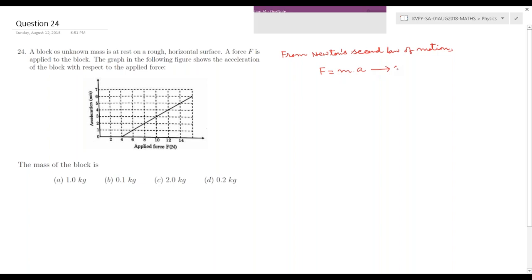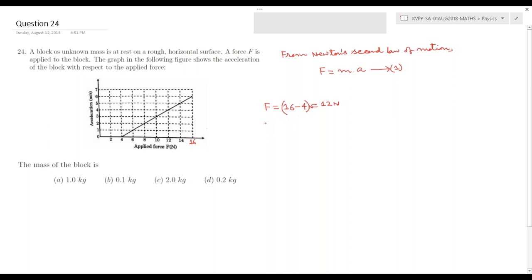Now from the graph, what can we conclude? We see that a force of, what is the force? It is here, it is 16, though it is not mentioned. So the force applied, F, is equal to 16 minus 4, that is equal to 12 Newton force applied.